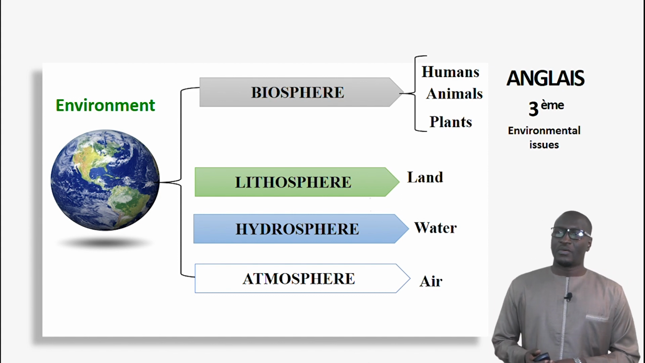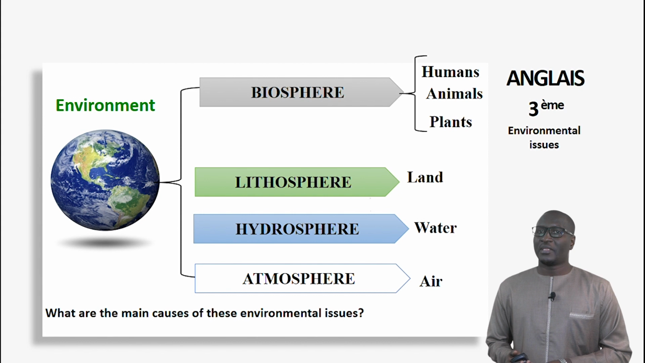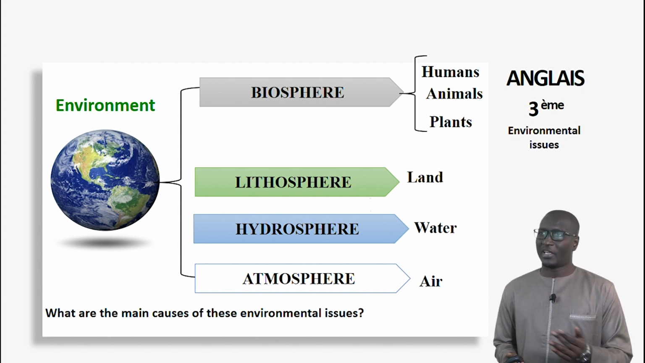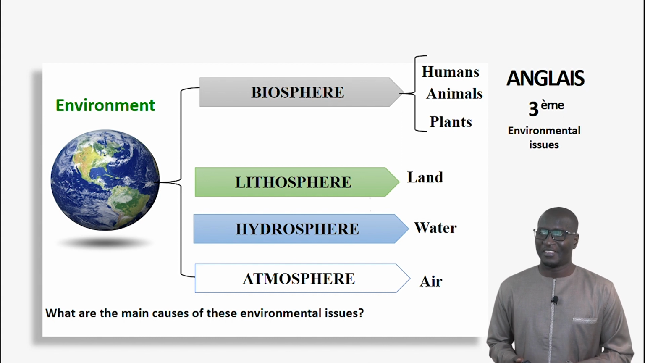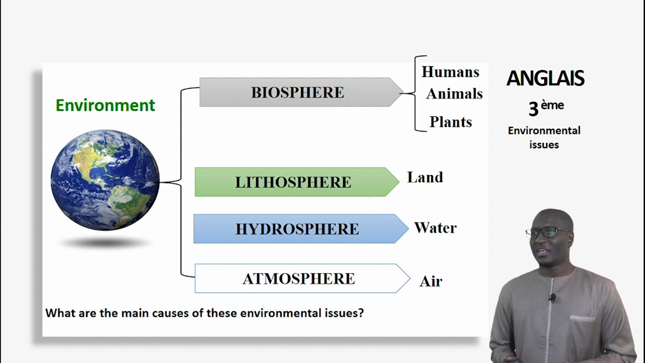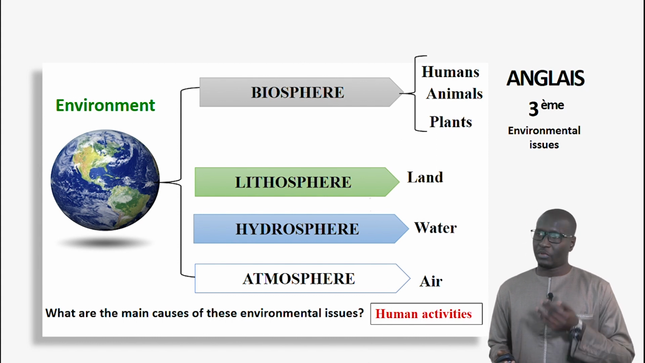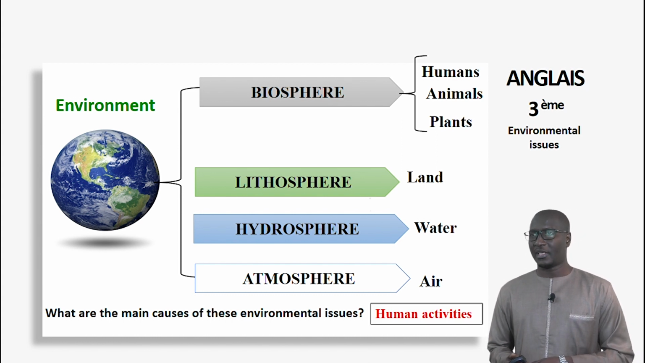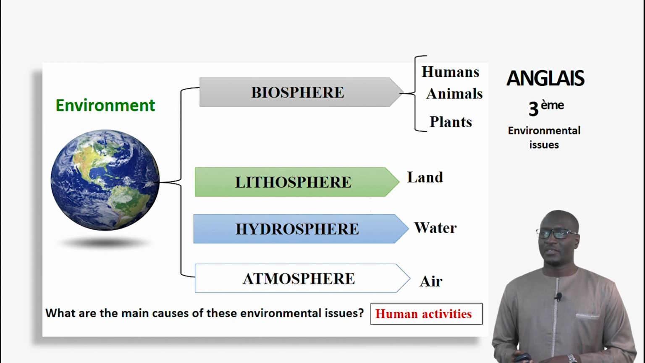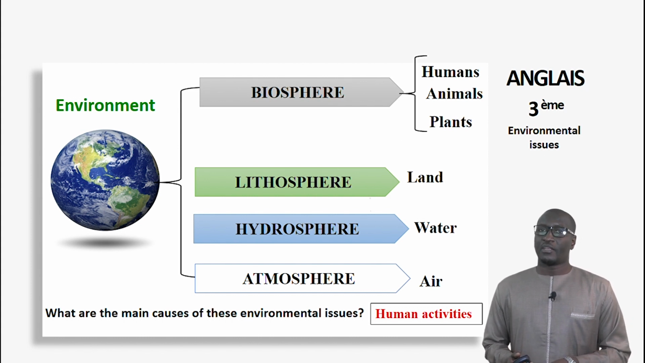Very good. So can somebody tell me what are the main causes of these environmental issues? Are they caused by animals or plants? No, of course. They are caused by human activities, okay? They are caused by people. And we will be talking about human activities later. All right, excellent. So now, we're going to watch a video.